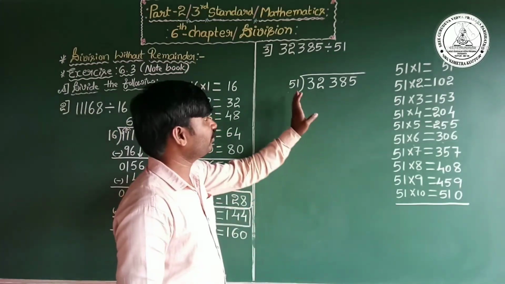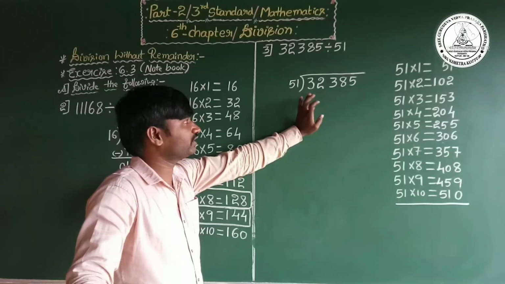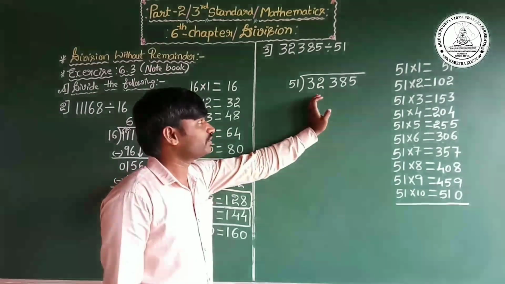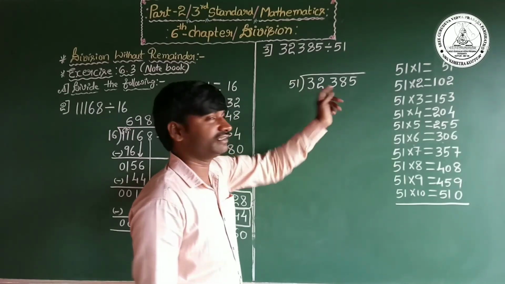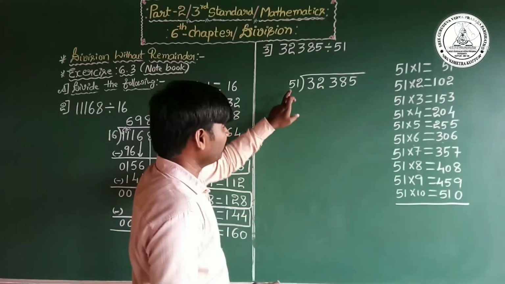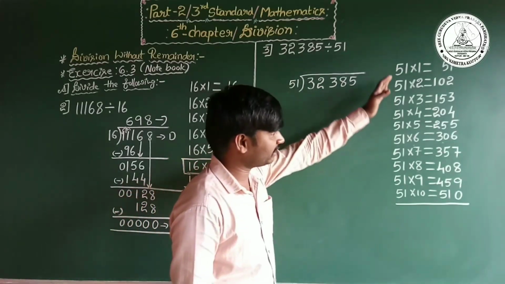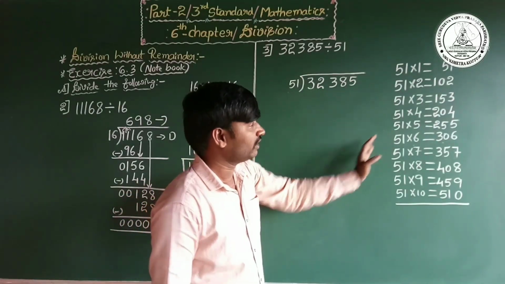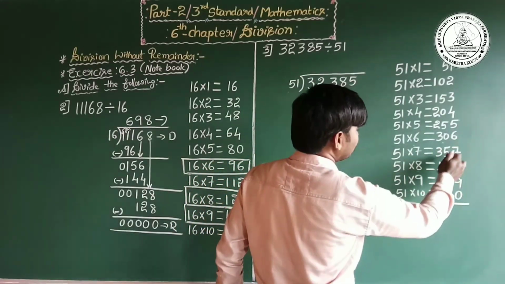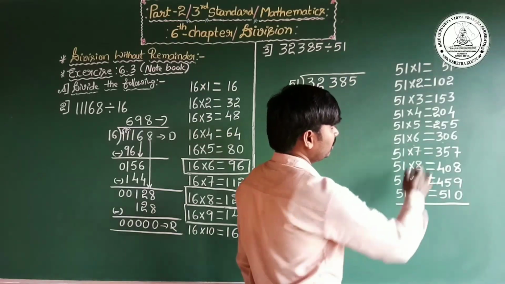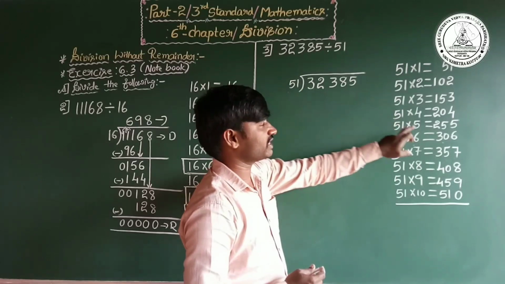Yes, dear student, 51 how much the 32? That is not possible. We can compare, 51 to 32 is very small. So you take 3 digits together. That value is 323. Yes. 51 how much the 323, dear students? See, observe the table, the 51 table. Here 255, compared to 323, is very small.